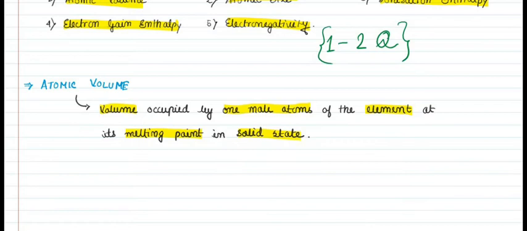Now this might be a little difficult to understand, so let's take one example. We have a block of metal. This metal melts at 200 degrees Celsius. We have taken 1 mole of this metal. It might be X gram or something like that.